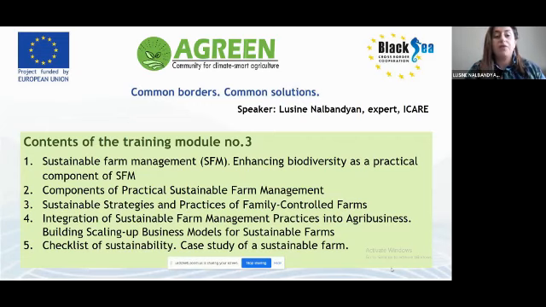It contains 5 chapters. The first one is sustainable farm management, enhancing biodiversity as a practical component of sustainable farm management. The second one is components of practical sustainable farm management. The third one, sustainable strategies and practices of family-controlled farms. The fourth one, integration of sustainable farm management practices into agro-businesses, building and scaling up business models for sustainable farms. And then the fifth one combines a checklist on sustainability and a case study on a sustainable farm.